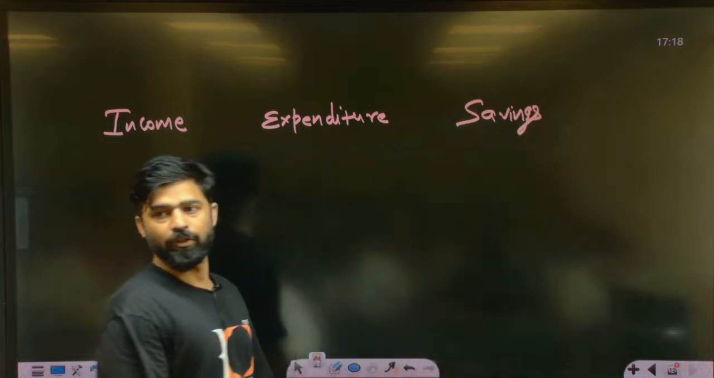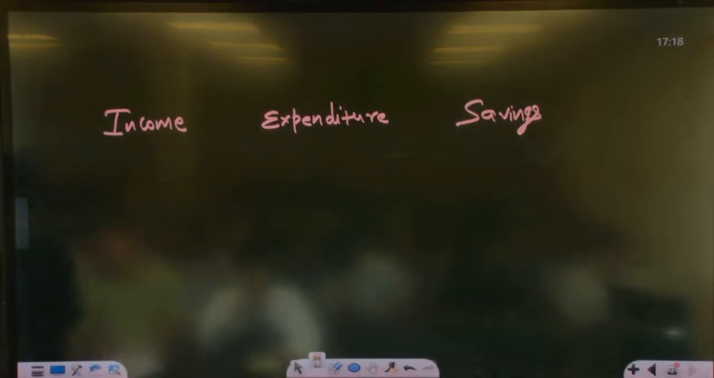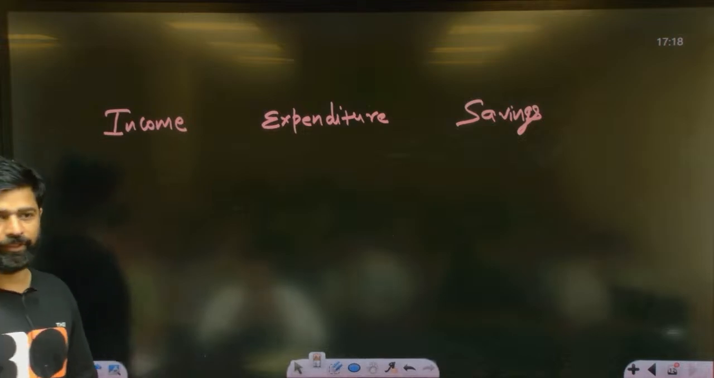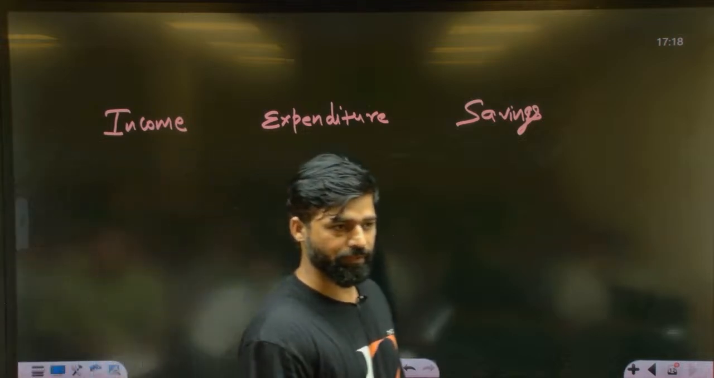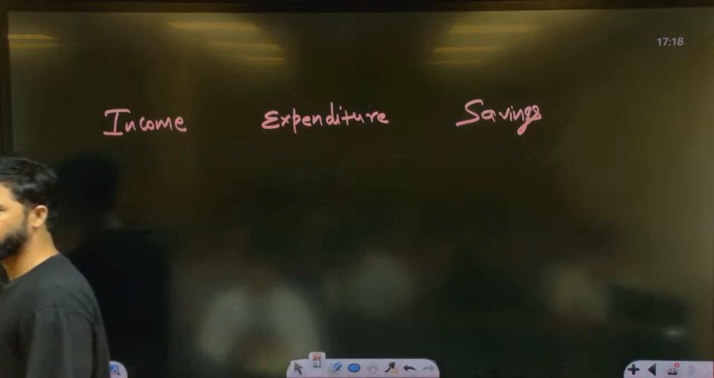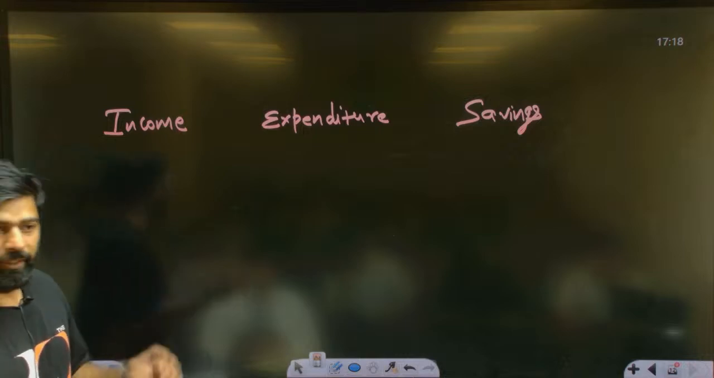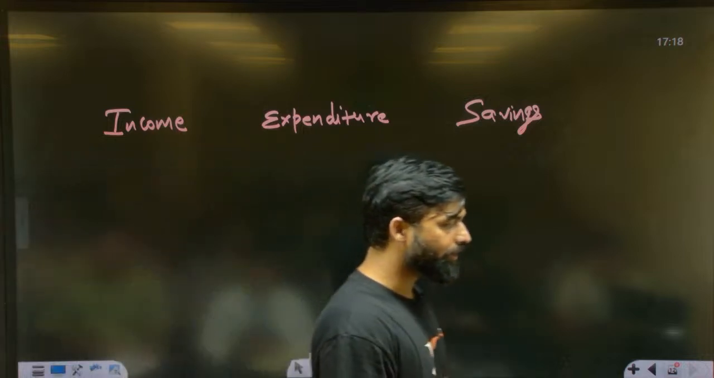Okay, you don't have to write anything. First of all, just try to understand the concept. What is the concept and what is the relationship between income, expenditure and savings? These all terms are related to money, and money is a very interesting topic to study.